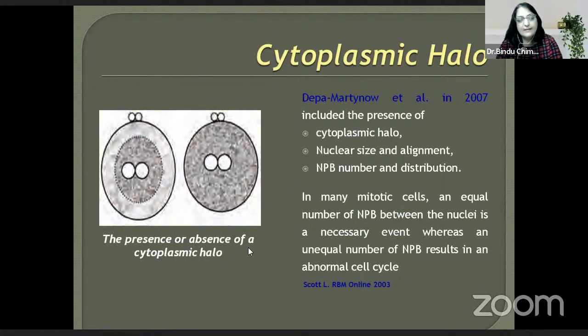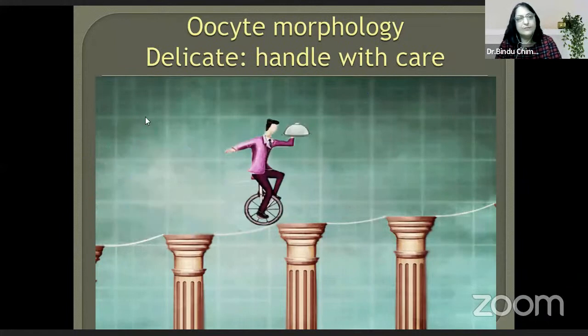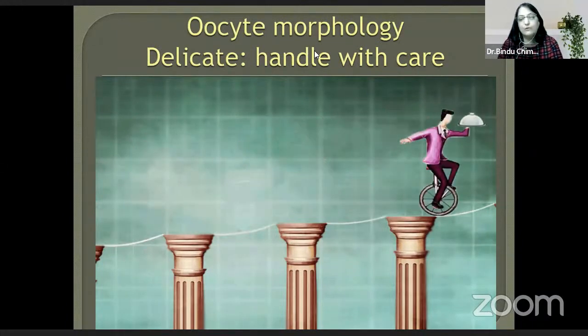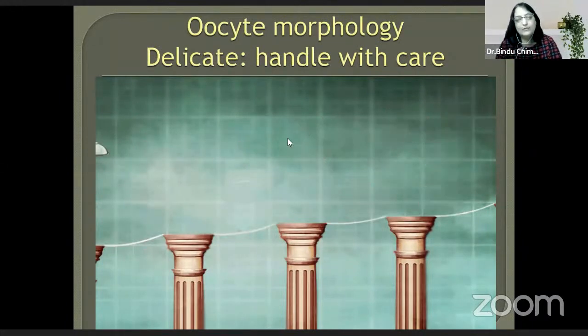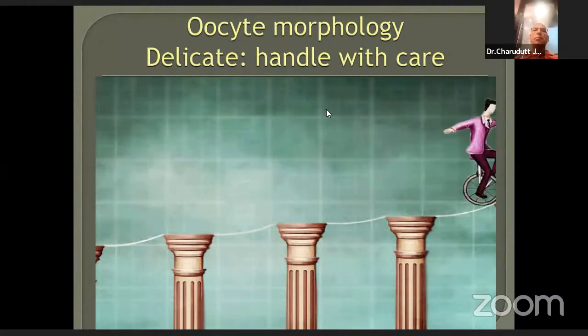So, I mean, these in a nutshell are all the factors that may affect the blastocyst formation rate, the oocyte factors, and I have tried to include the zygote pattern also, the fertilization pattern as well as the halo that could affect the blastocyst formation rate. So, in the end, I would just like to say that oocyte morphology is a very important factor. It is something very delicate. We have to handle the oocytes with care.